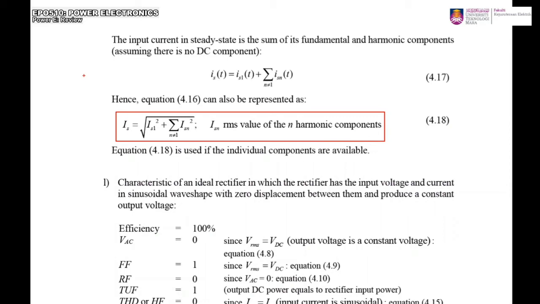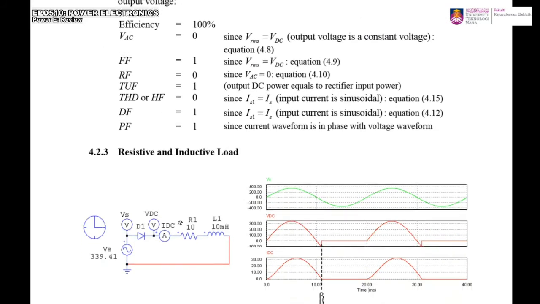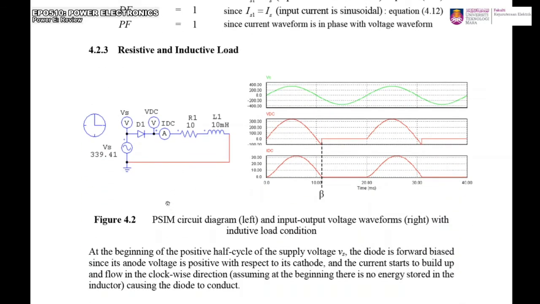Okay, let's proceed. Then we look into resistive and inductive load, whereby for resistive inductive load you have an extinction angle, beta. You still remember that extension angle? For this circuit, you have to remember we have this energy element, the inductor. The inductor's characteristic is that it stores some energy, and the current cannot change direction instantaneously because of that stored energy.